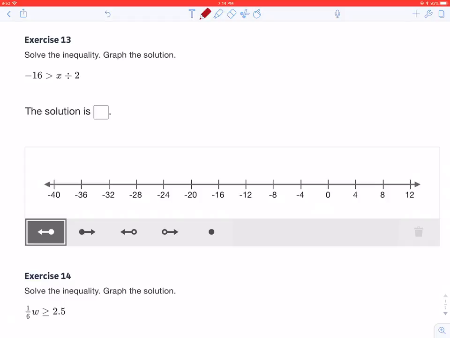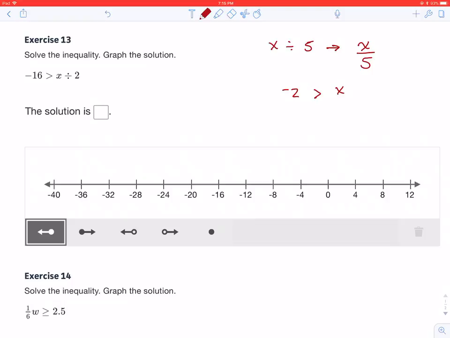Exercise 13, also the same kind of problem as the last few that we've been doing. The only thing is that this looks a little different than what we're used to. We actually have the division sign here, but that's no different. X divided by a number, let's say x divided by 5, is no different than x over 5. That's still x divided by 5.